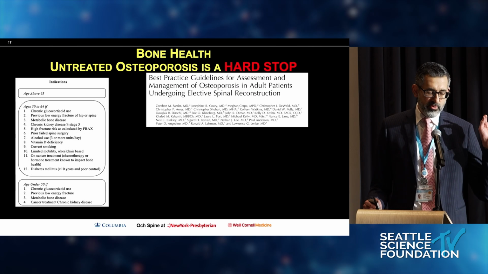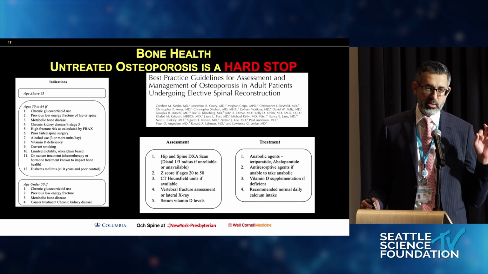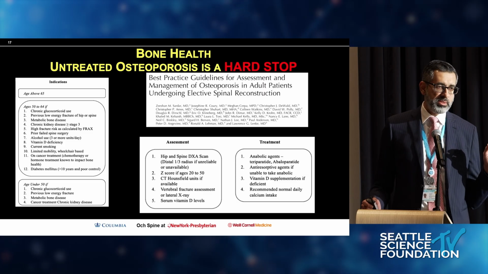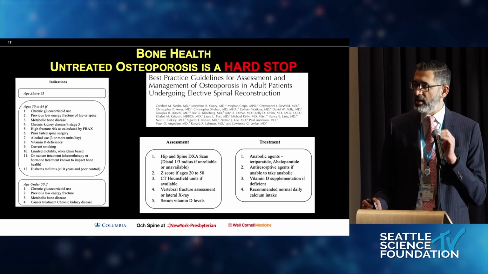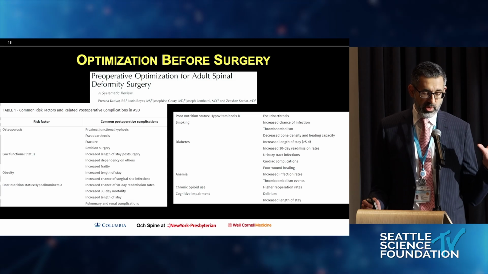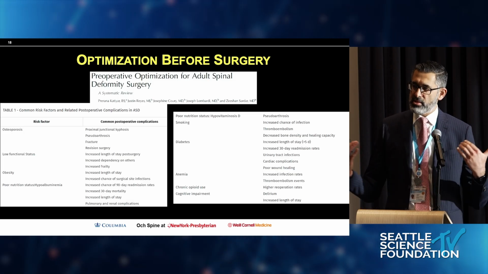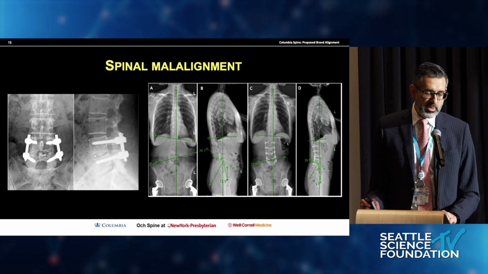I'll put a little plug in for the guidelines that we published a couple of years ago for screening, managing and treating patients who are going to have spine surgery who have osteoporosis. So I won't go into that. And we've also published a bit of work on optimizing patients before they have spine surgery, just to optimize patient factors so that you have the best outcome in addition to your surgery.